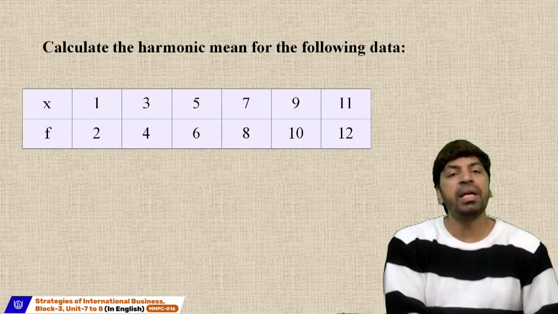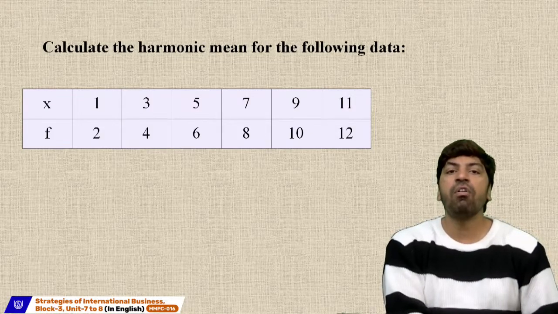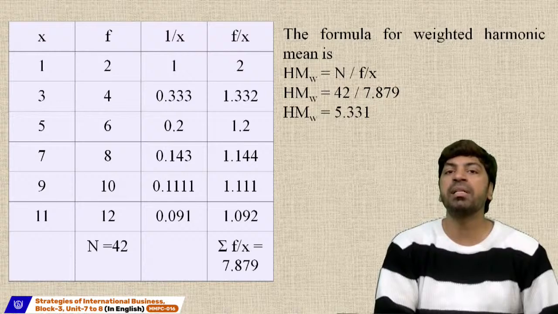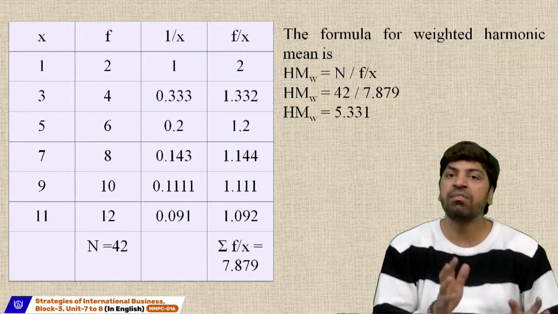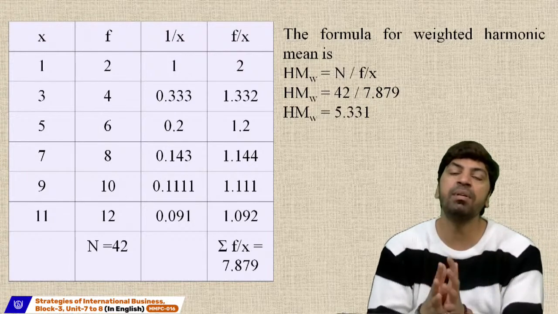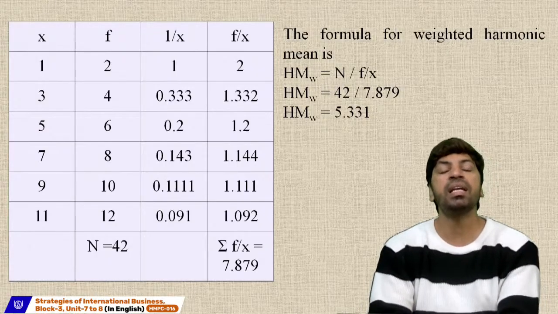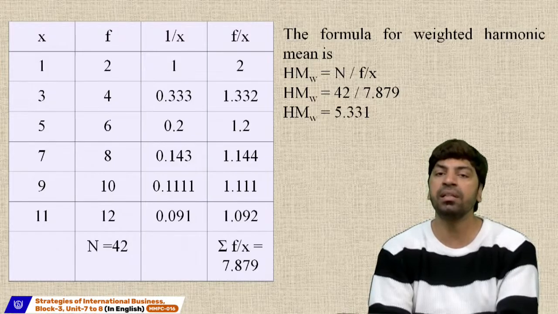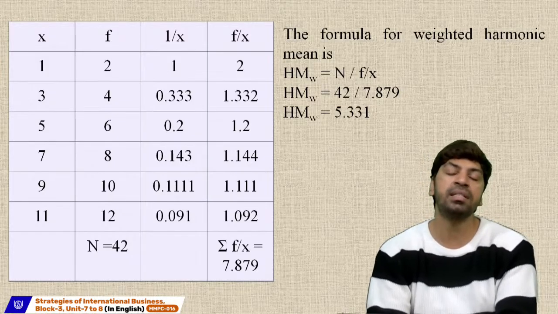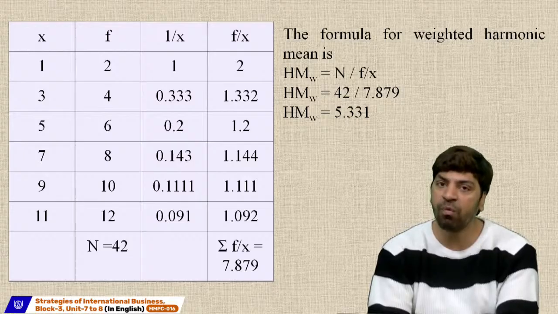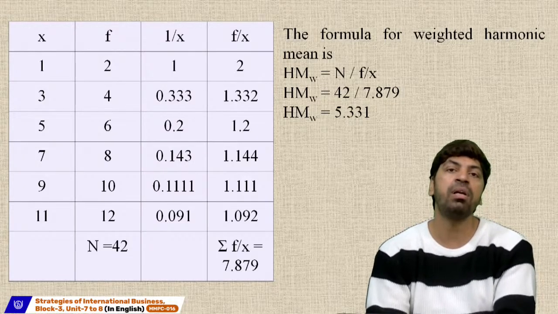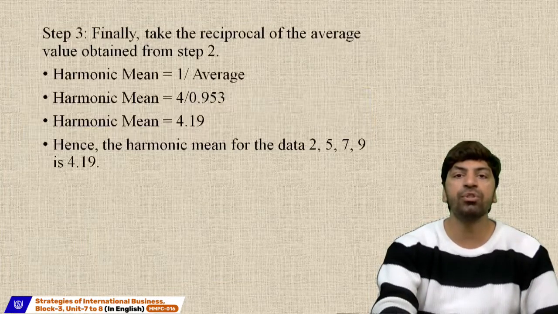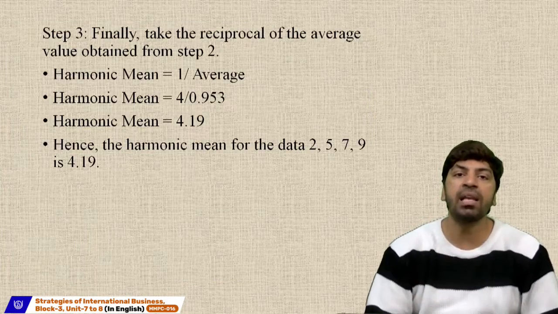So calculate the harmonic mean for the following data in the case of a discrete series. That means once we divide 42 by 7.879, we can easily get 5.331, and that is exactly called the harmonic mean.